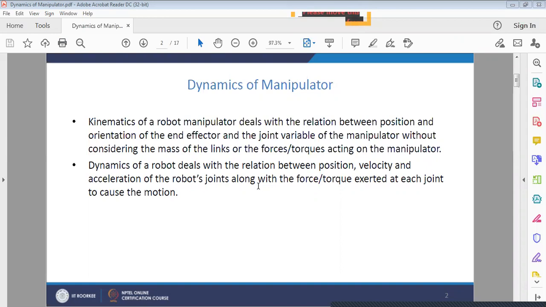Okay, sorry for the inconvenience. So dynamics of manipulator: it is the relationship between the position, velocity, and acceleration of the robot joint, along with the force or torque exerted at the joint. So it actually causes the motion of the manipulator.